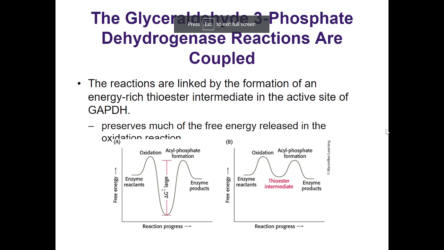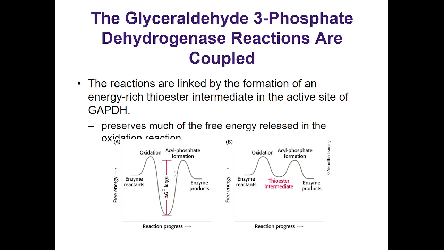Okay, so glyceraldehyde 3-phosphate dehydrogenase reactions are going to be coupled. The reaction is going to be linked by the formation of an energy-rich thioester intermediate in the active site of the GAPDH. This will preserve much of the free energy released in the oxidation reaction. So this would be your free energy versus reaction progress if you were just to look at the enzyme reactants and enzyme products. And what we can see here is that we would have our oxidation occur, and then our next stable intermediate here would be an extremely large delta G.